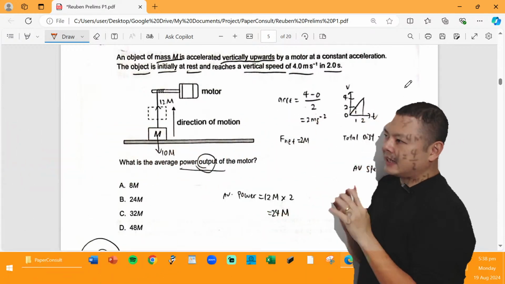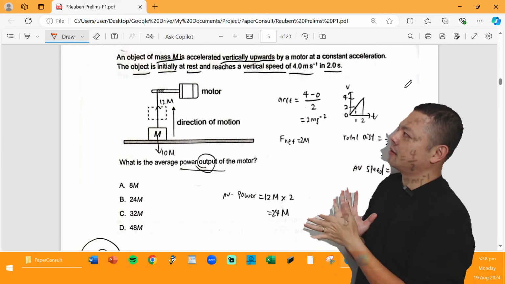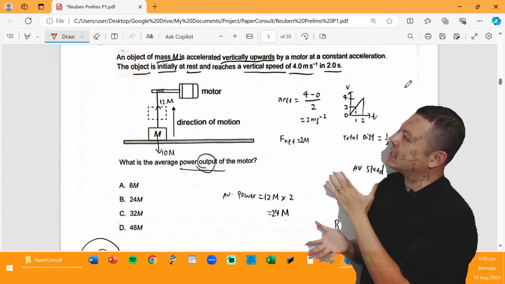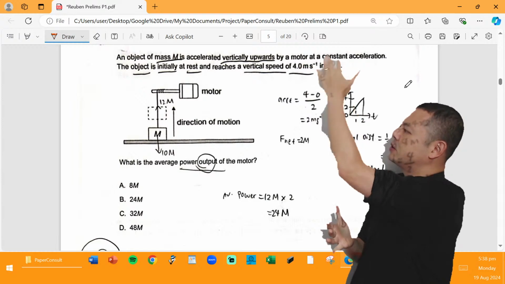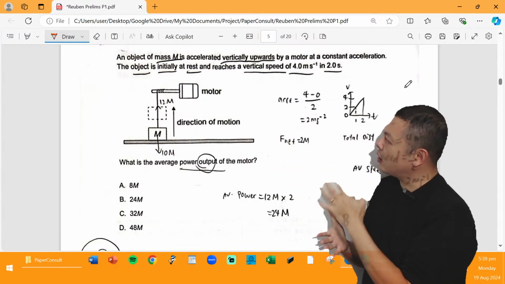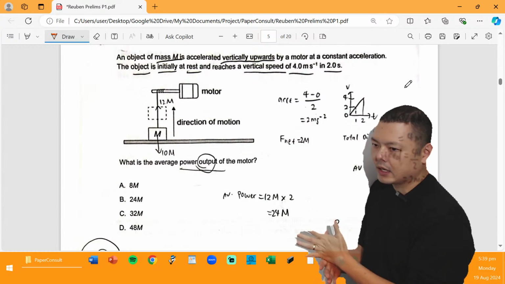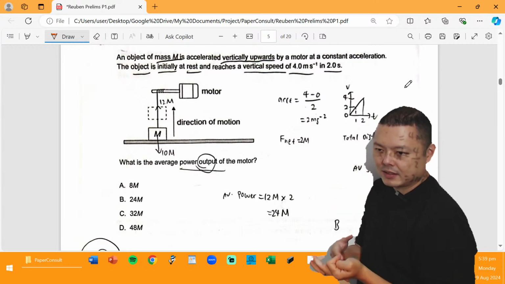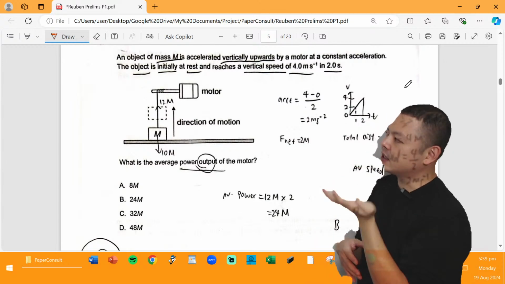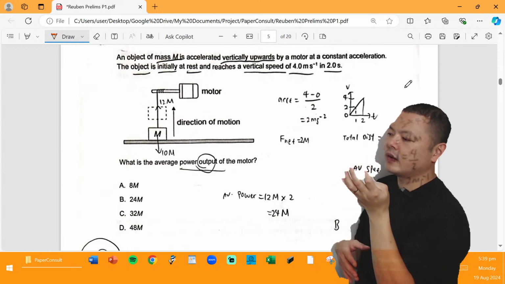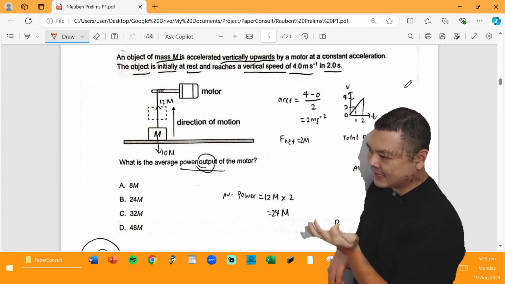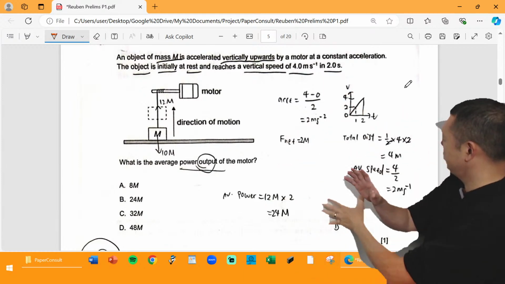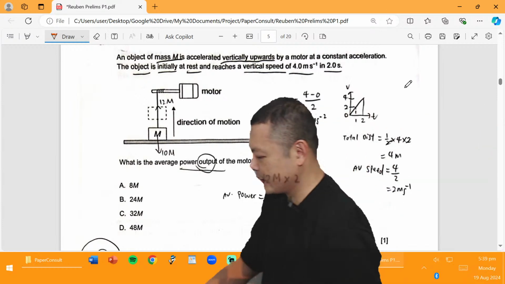This particular question states that the mass was at rest at first, and then it gains a speed of 4 meters per second after 2 seconds. So you have to consider the work done by the motor as what? KE plus GPE. You have to add in the KE because the motor helped the mass gain KE, and you have to add in the GPE because the mass gains GPE, and then you divide it by the time of 2 seconds. So the working is all over.